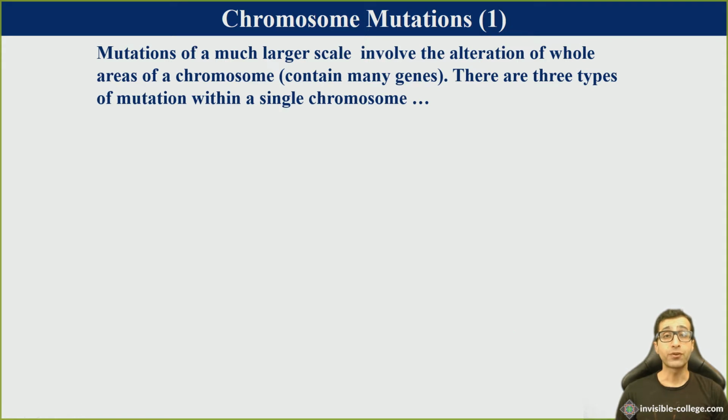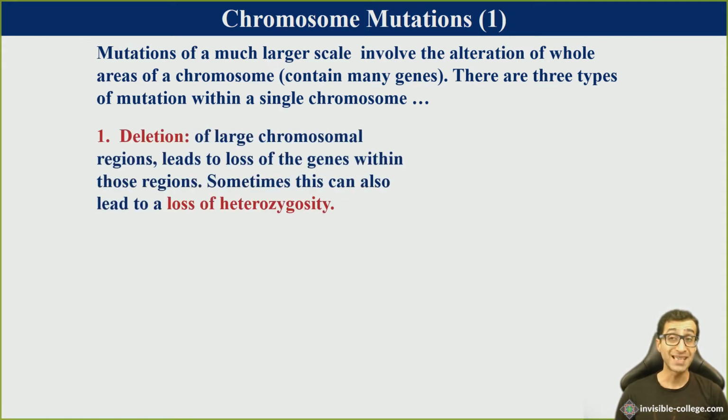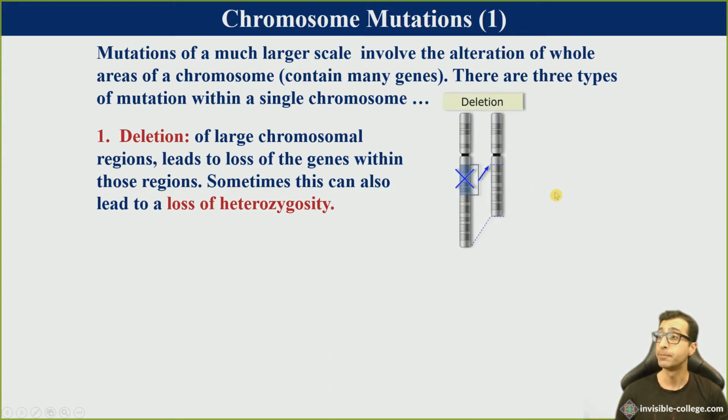So, in general, there are 3 types of mutation within a single chromosome. We can start by saying that there are deletions of large chromosome regions. Now, again, this is different from the deletion of a gene, of a nucleotide, or a series of nucleotides within one gene. This can involve the loss of many genes from a particular chromosome, and sometimes this can also lead to the loss of heterozygosity.